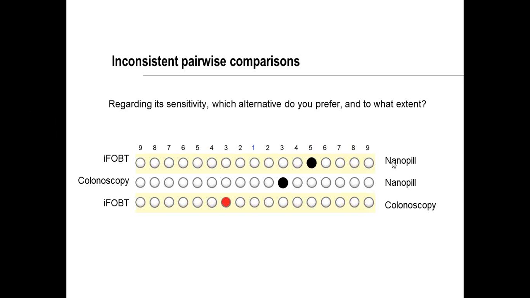And first they say, well, the nanopill is preferred over the FOBT test. And to a lesser extent, the nanopill is also preferred over the colonoscopy. Then it wouldn't make any sense if, as a last judgment, they would claim that the FOBT is better than the colonoscopy, because you would expect that they would prefer the colonoscopy. And then it gives a remark that the inconsistency is increased, and it might be suggested to revise one of these judgments.